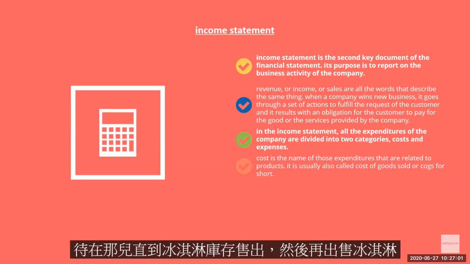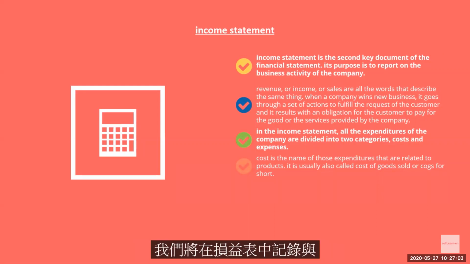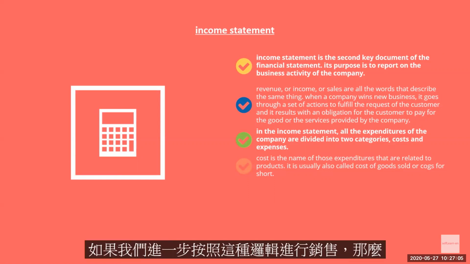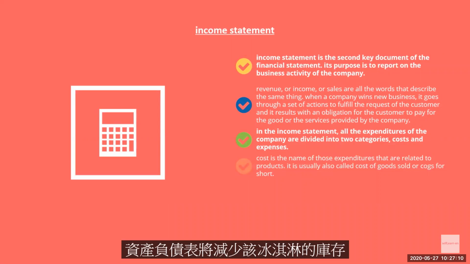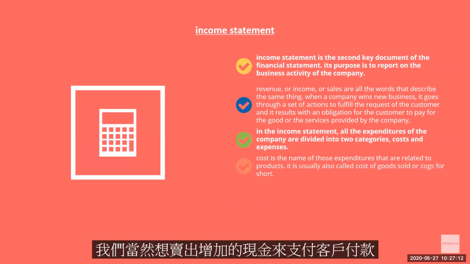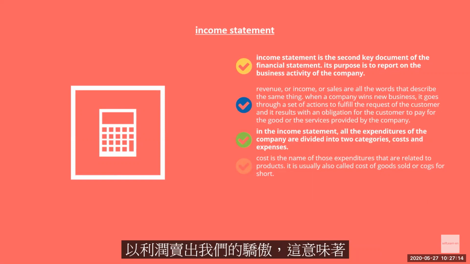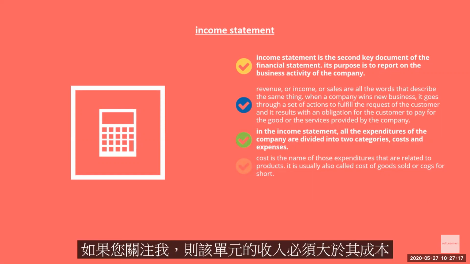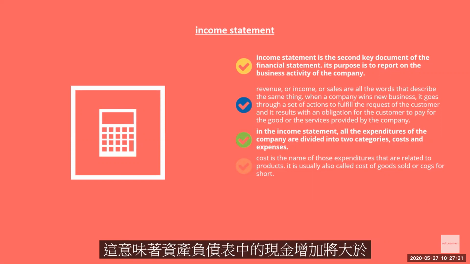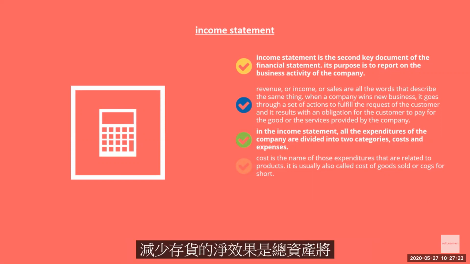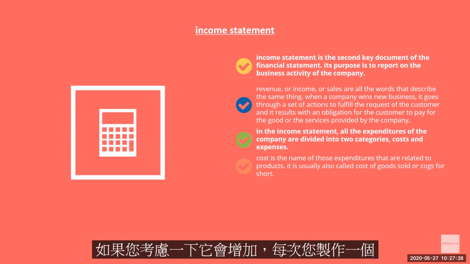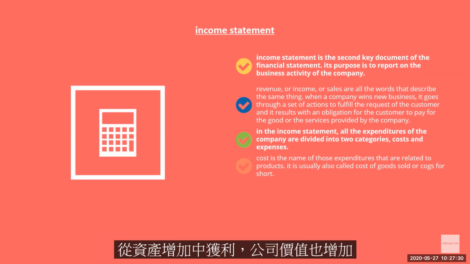When an ice cream is then sold, we will record in the income statement the revenue and the cost associated with that sale. If we go a step further in that logic, the consequence on the balance sheet will be to decrease inventory for that ice cream we just sold and increase cash for the payment made by the customer. Of course, we want to sell our products with a profit, which means that the revenue of the sale needs to be greater than the cost of it. If you follow me, that means that the cash increase in the balance sheet will be greater than the decrease in inventory. The net effect of that is that overall, assets will be increased. If you think about it, it's quite logical. Each time you make a profit, your assets increase and the value of your company increases as well.